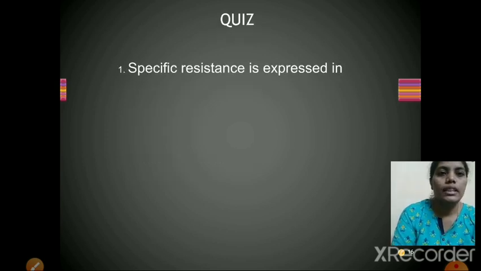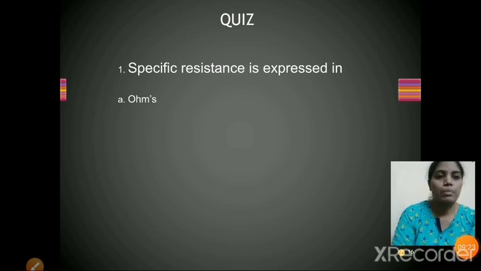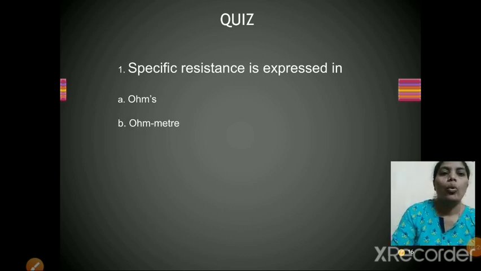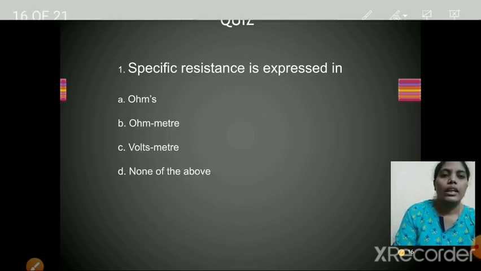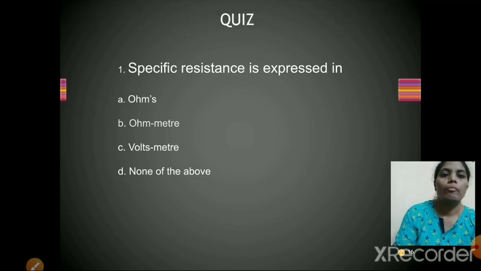So let us see, specific resistance is expressed in ohm, ohm meter, voltmeter, none of the above. It is ohm meter.